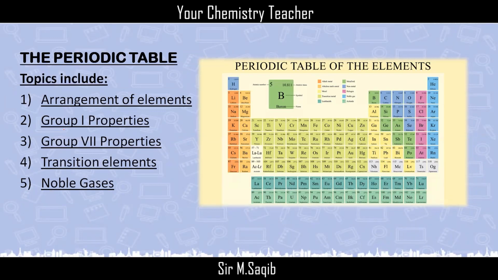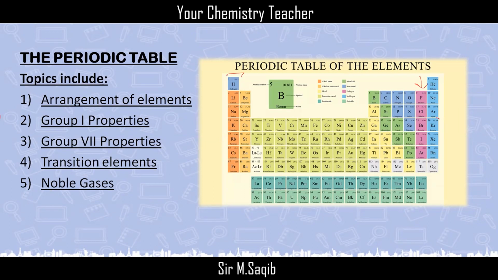And then we will discuss the properties of group 1. Basically, group 1 is this one: hydrogen, lithium, sodium. This is called group 1. Then we are also going to study the properties of group 7, which is called halogen as well. This is the halogen family or halogen group. Then we are going to discuss transition elements and noble gases.